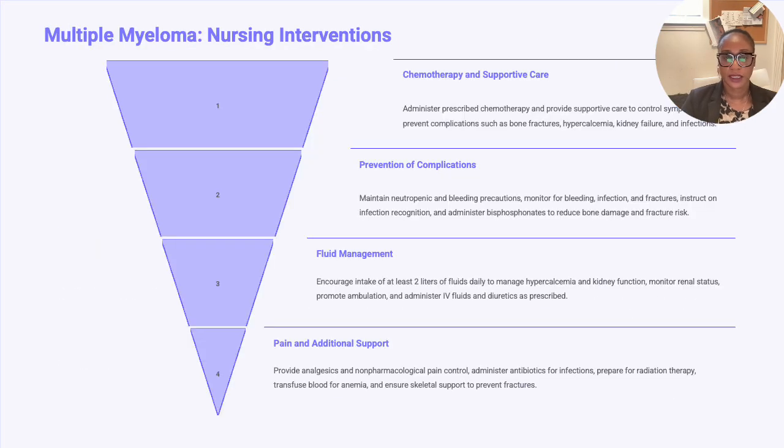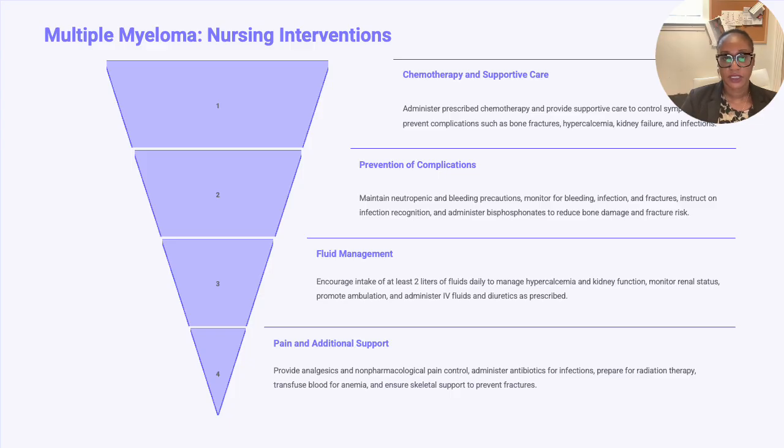So just to go on to the interventions, some nursing interventions that we can utilize. We want to administer chemotherapy as prescribed. We want to provide supportive care to control symptoms and prevent complications, especially bone fractures, hypercalcemia, kidney failure, and infections. We want to maintain neutropenic and bleeding precautions as necessary. We want to monitor for signs of bleeding, infection, and skeletal fracture.